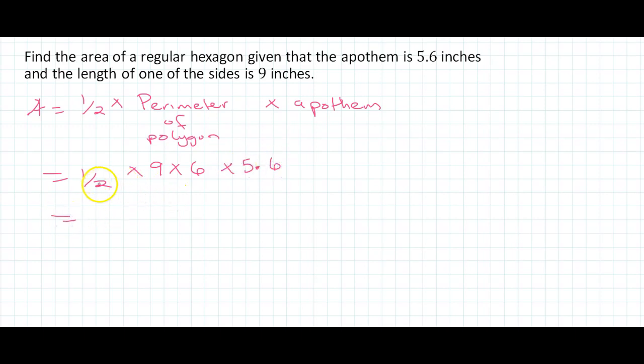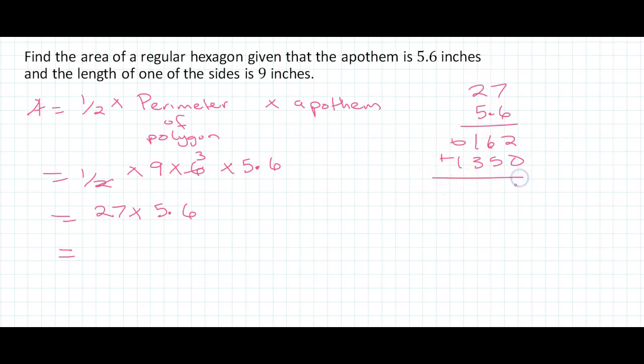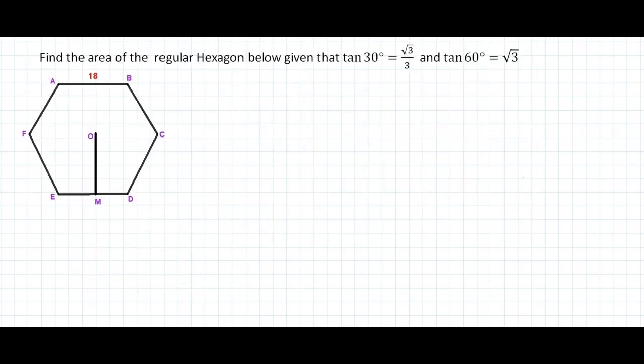So we can cancel this out, we have 3, so we have 27 multiplied by 5.6. You can use your calculator at this point, but I'm not always a big fan of running to the calculator. So 27 times 5.6: we have 162, 135, this is 0, 0, add this, we have 2, we have 1, 5, 1, and then we have 1 decimal, so this is going to be 151.2 square inches.